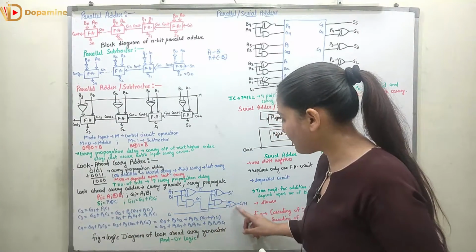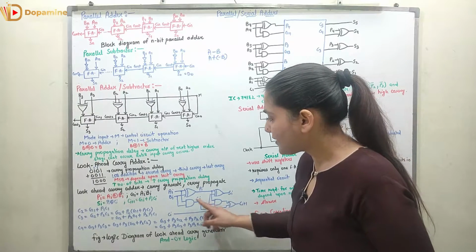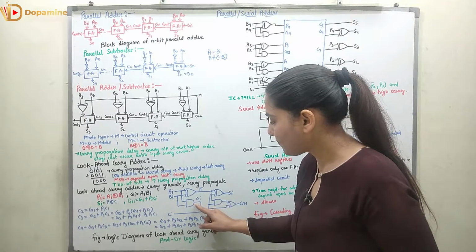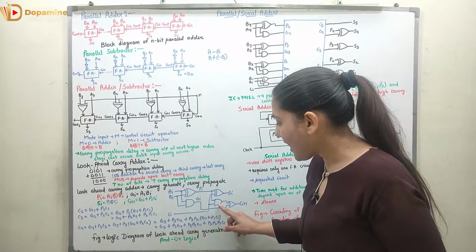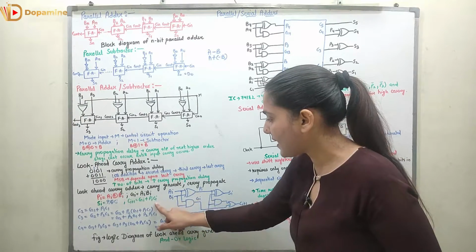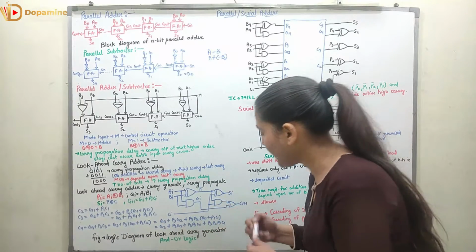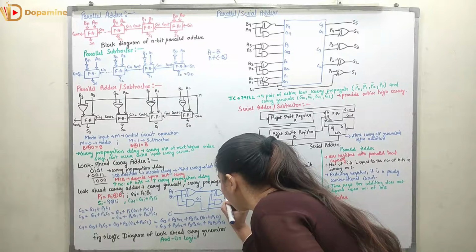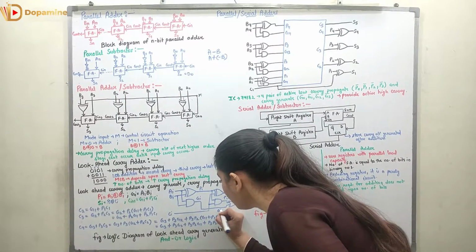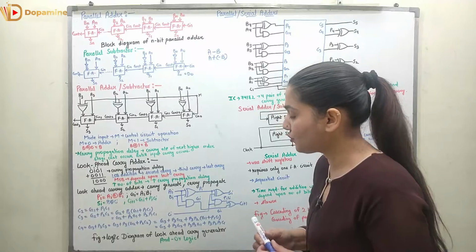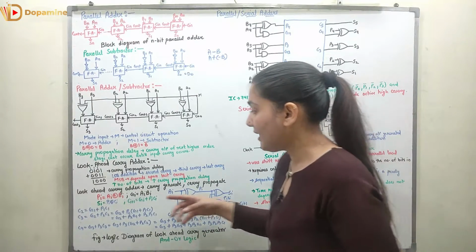And here I will get Ci+1. What is Ci+1? Ci+1 will be equal to Gi. Gi was my Ai Bi. Gi is added with over here Pi Ci, right? So I have taken Pi Ci, right? Here I will get Pi Ci. It is added with Gi. So I will get Ci+1. So here Ci+1 means the next order carry, right?